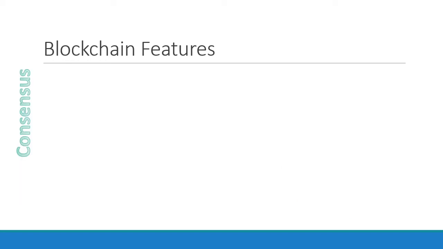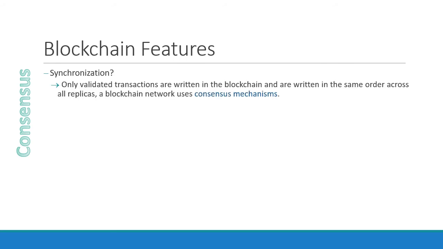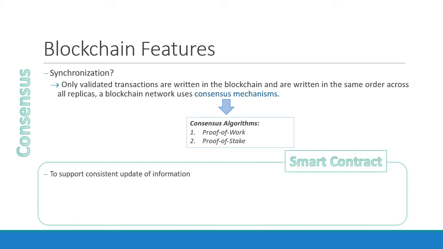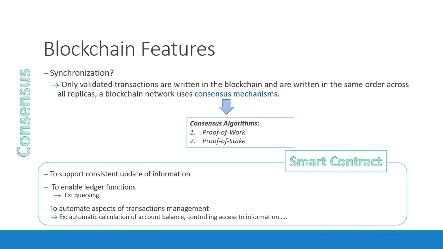To ensure that ledger transactions are synchronized, which means only validated transactions are written in the block and are written in the same order across all replicas, a blockchain network uses consensus mechanisms such as proof of work and proof of stake. Also, we have the smart contracts, which play a main role in supporting consistent update of information, enabling ledger functions, and automating the transaction management.